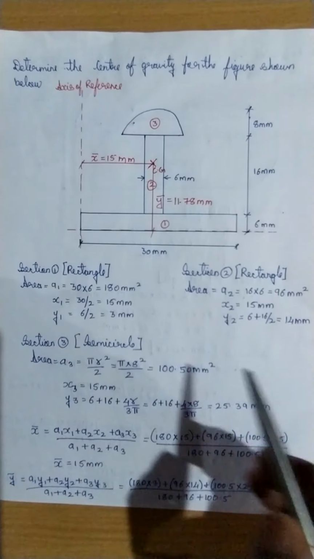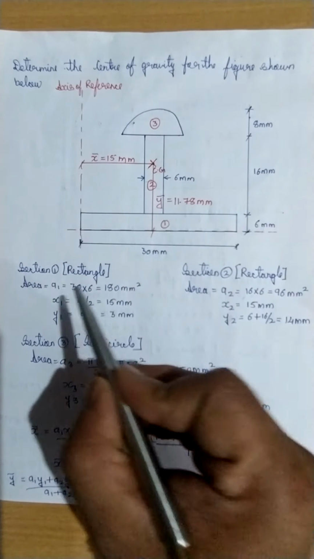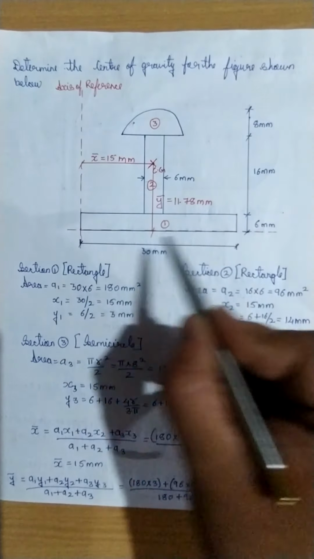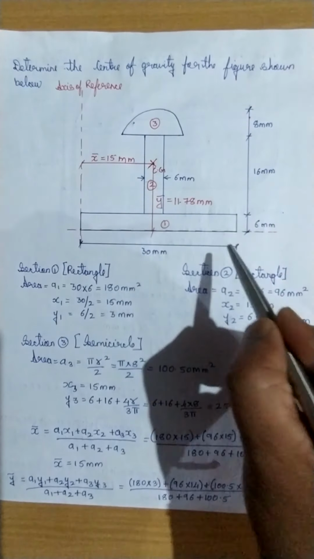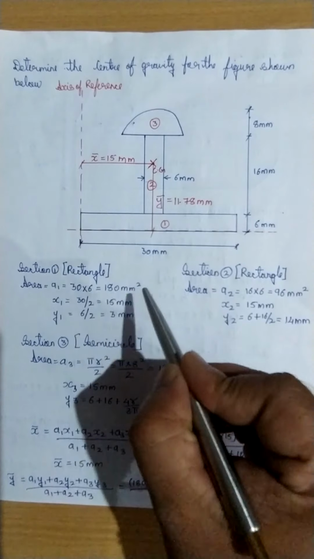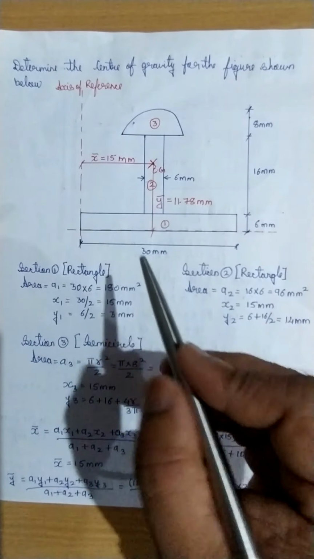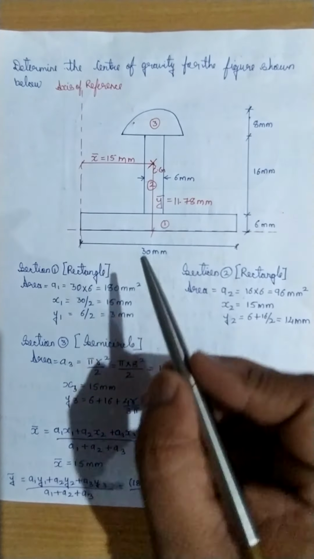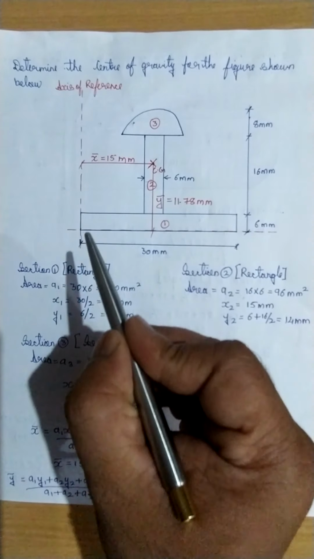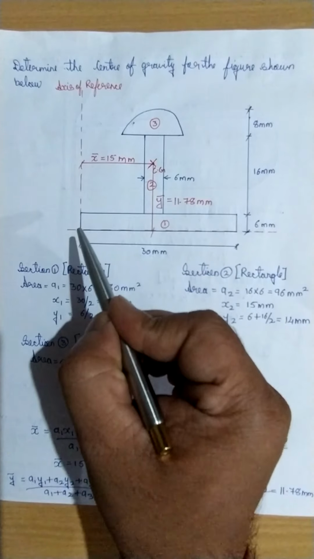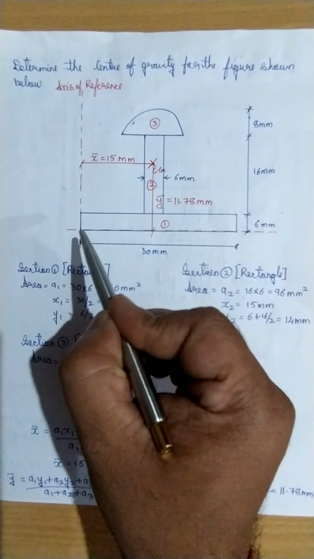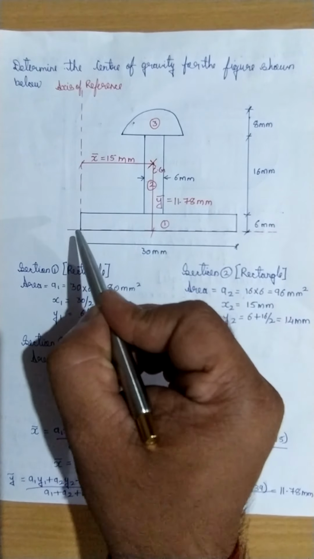So let us solve for the first section. Section 1 is a rectangular portion. Its area A1 is 30 by 6 mm. Now, taking the axis of reference as the left side and bottom of the section, this is my reference, and we are locating the CG with respect to this.